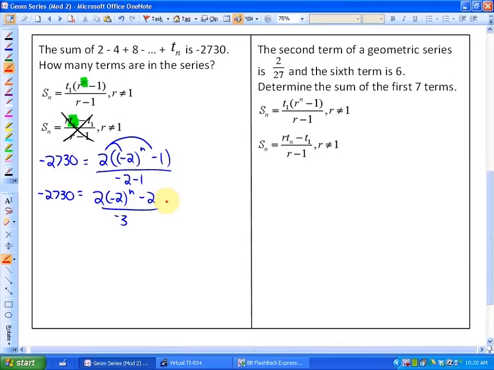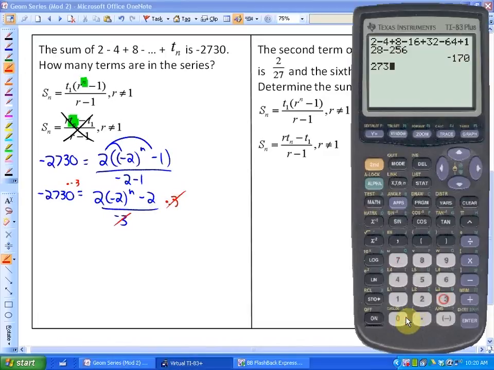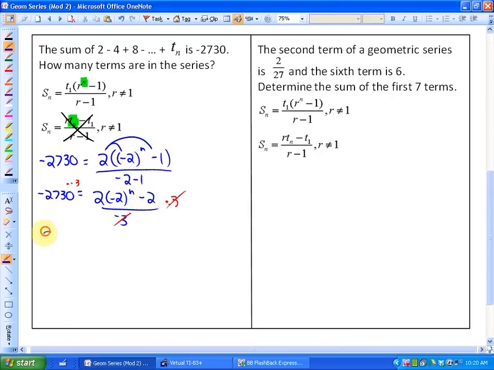If I multiply both sides by negative 3, I'll get rid of this. So at this point in time, we have 8,190 is equivalent to 2 times negative 2 to the n minus 2. In order to start solving, I would add 2. I have 8,192 is equivalent to 2 times negative 2 to the power of n.